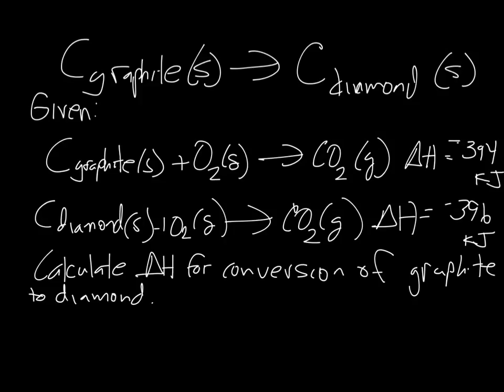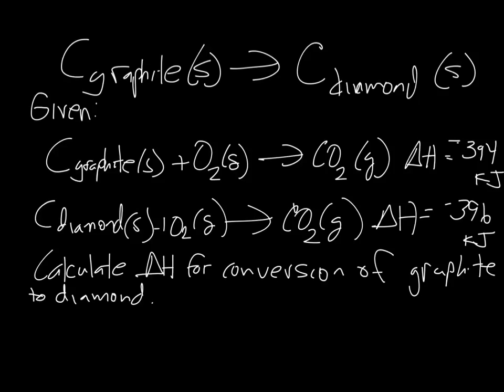Okay, here we want to calculate our delta H for the conversion of graphite to diamond. We're given the central equation there. Graphite is one of two forms of carbon. It's a soft, black, slippery material used in lead pencils, and I use lead in quotes. We also use graphite for lubricants. And then there's diamond, the brilliant hard gemstone.